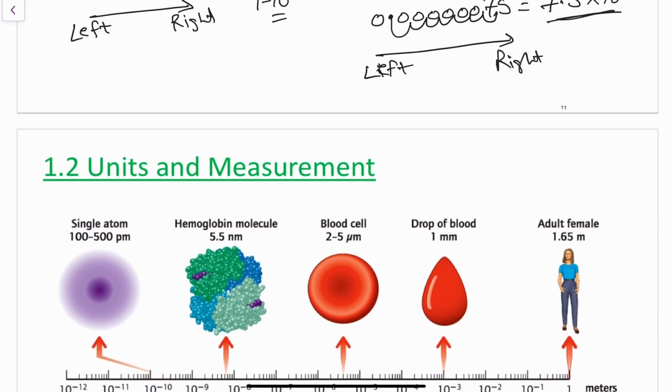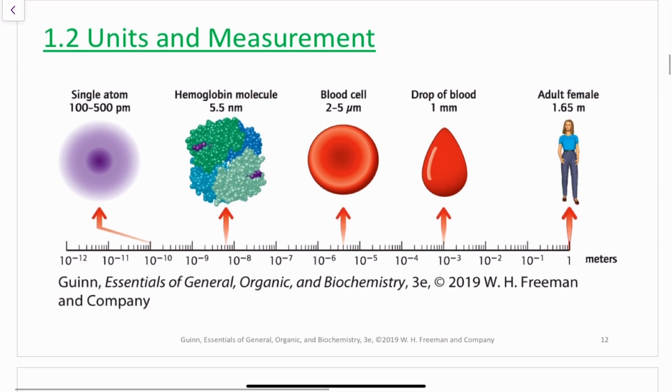Okay, so now let's go to another topic called units and measurement. Whenever we study matter, we need to measure it, right? Whenever we want to study, let's say, a pen, we need to know what the length of this pen is, right? What the mass of this pen is, how many grams, how many pounds this pen is. So that's why whenever we study matter, we need to measure it.